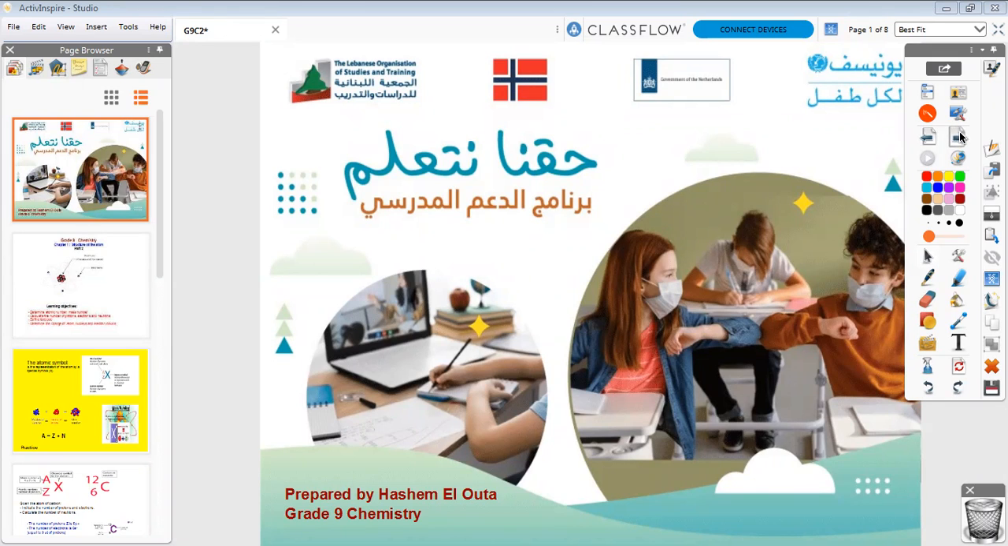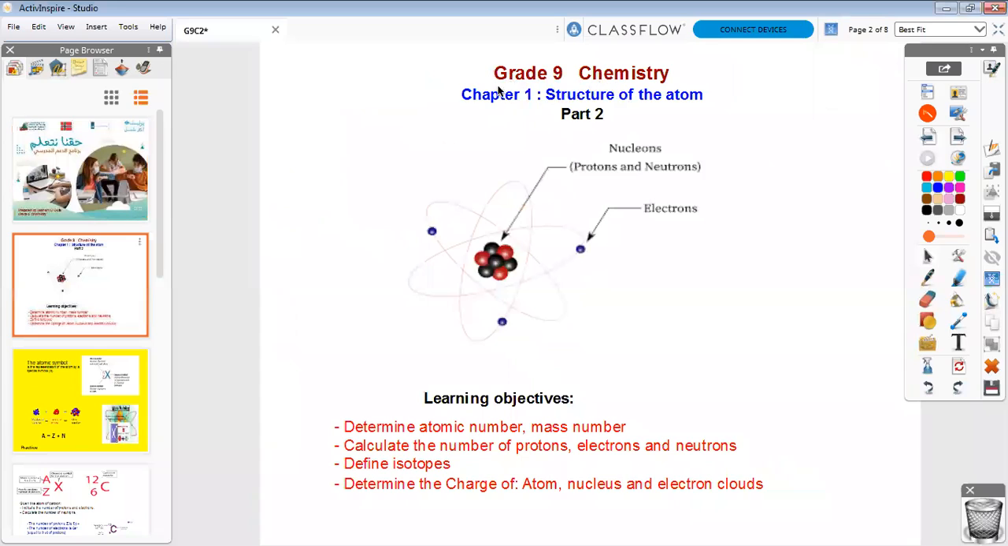Today we are going to continue grade 9 chemistry, chapter 1, structure of the atom, part 2. Remember the shape of the atom, which is made up of a nucleus and electron clouds.